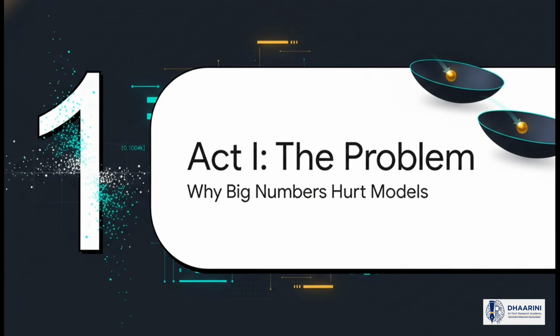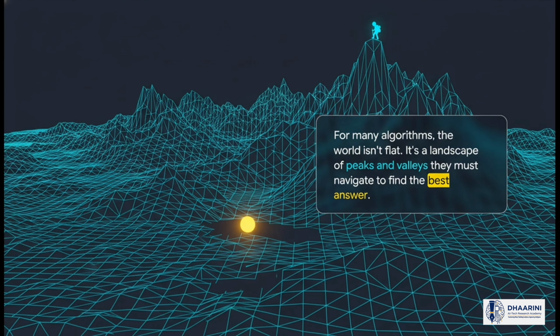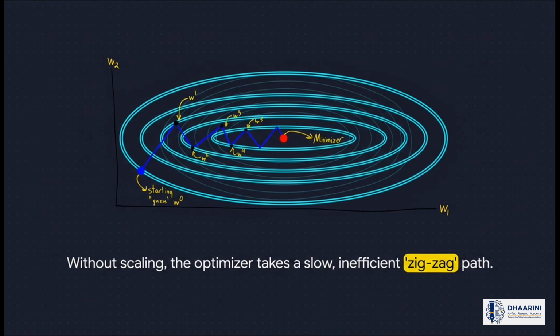Okay, so for Act 1, let's really dig into the why. I mean, why is this such a big deal? How can a simple difference in numbers actually break a sophisticated model? To really get this, think of it like this. Your model is kind of like a hiker who's been dropped into a huge mountain range, and their only job is to find the absolute lowest point. In machine learning, we call this landscape the loss surface, and that lowest point, well, that's the best possible answer your model can find.